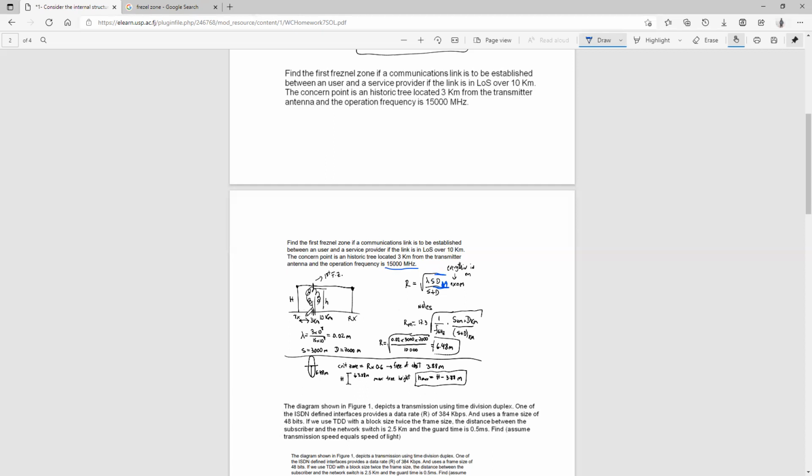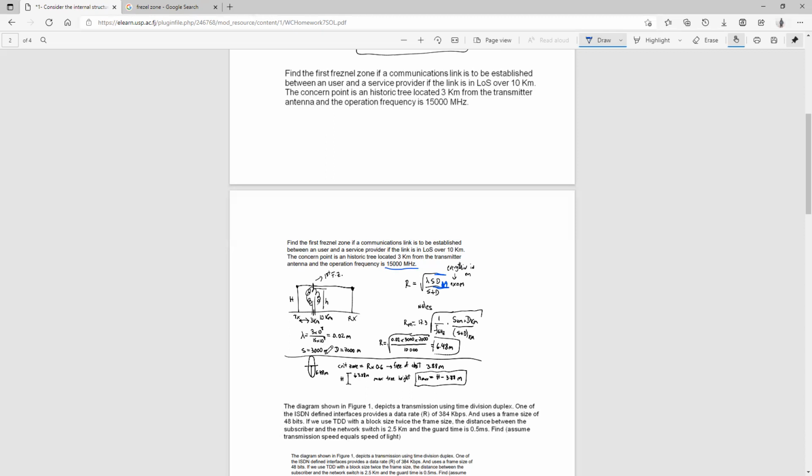Our S value, like I said, is the distance between the transmitter and the obstacle. So S is equal to 3000 meters. Our D value: since the total distance is 10 kilometers, and the distance between the transmitter and the obstacle is 3 kilometers, the remaining distance is 7 kilometers. So our D value is 7000 meters. The units of all the variables will be standard: lambda in meters, and our S and D values in meters.